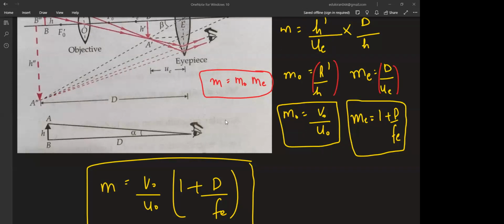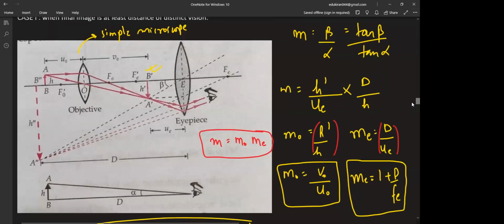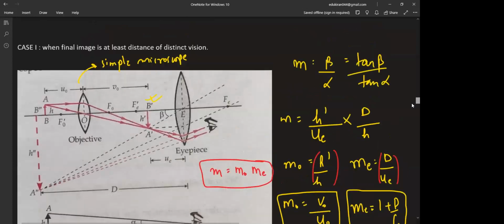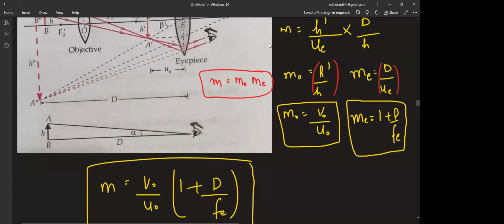Okay, one case of this is left. Then we'll move to telescopes, that I'll complete in the next class only. All those who have completed, you can start leaving. Time is already up.